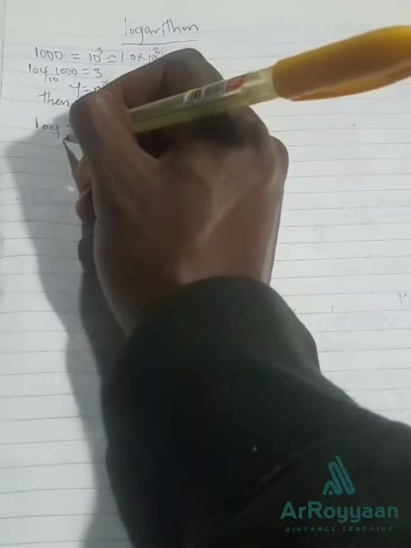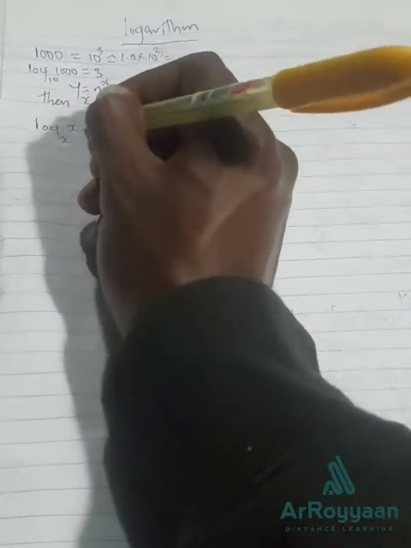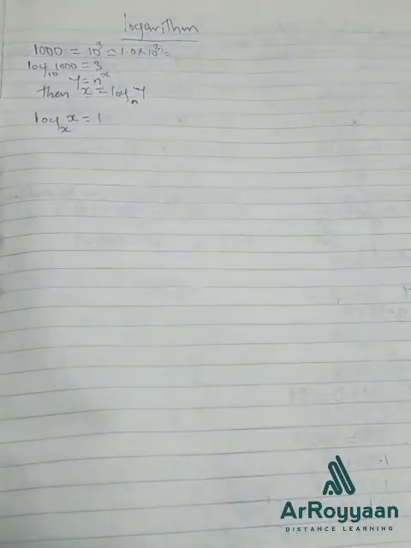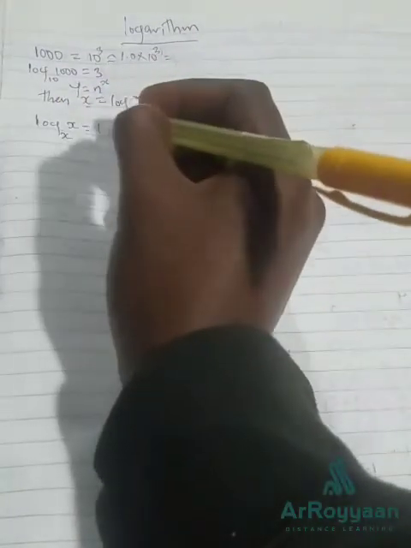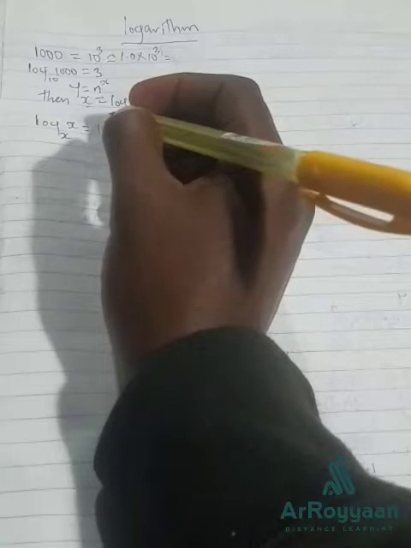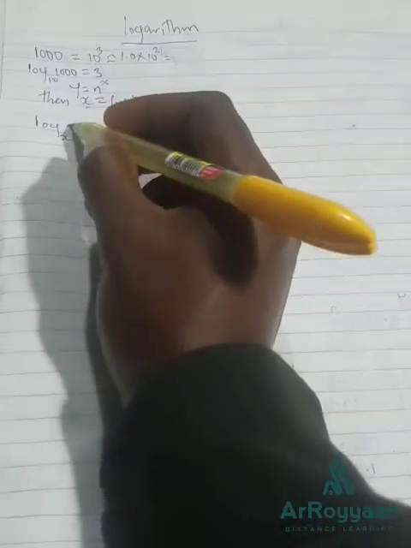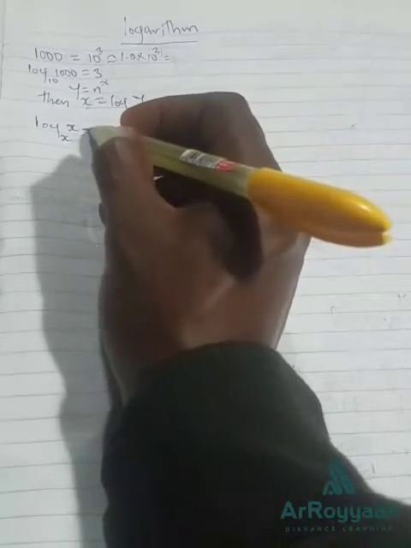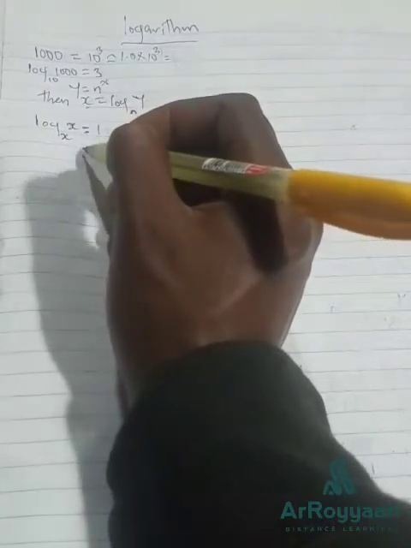We can do it in another way as part of the laws of indices. If you have log x base x, it will give us 1. If the whole number and the base of the logarithm are the same, it will equal 1.